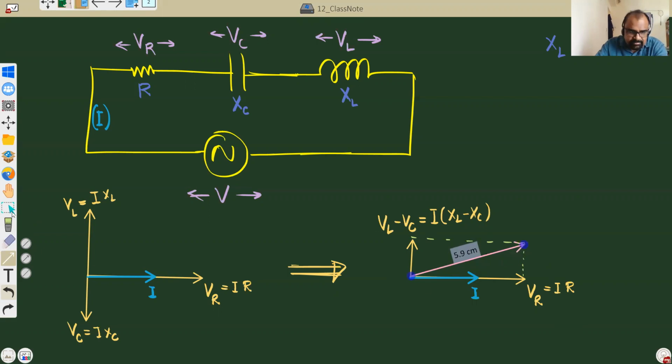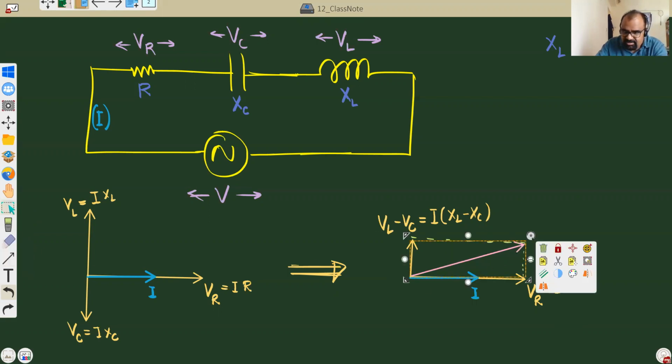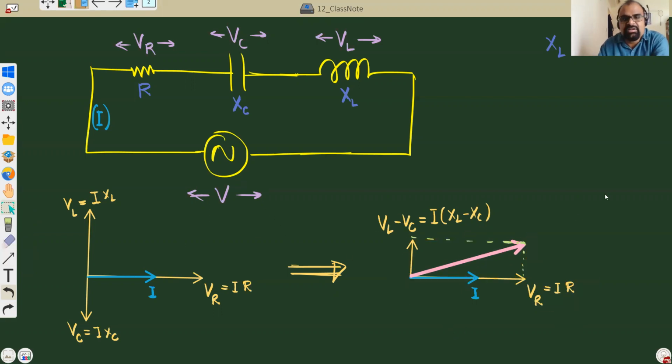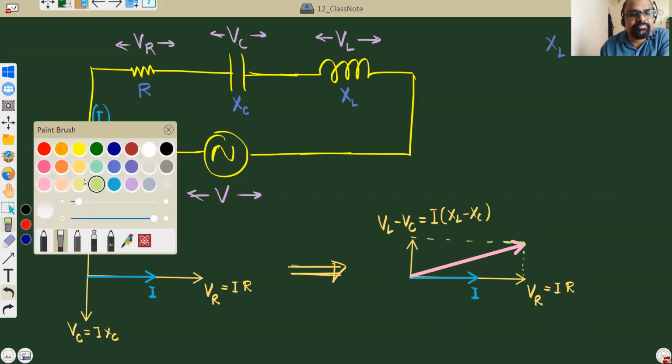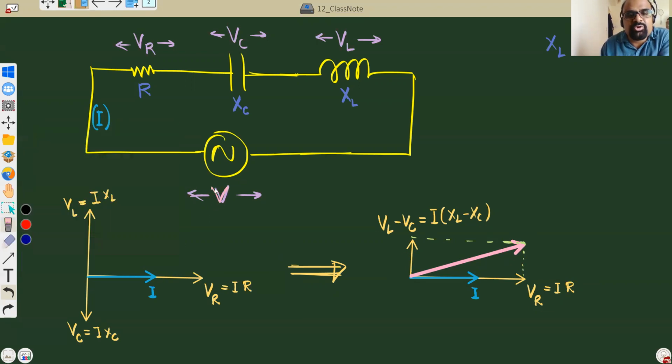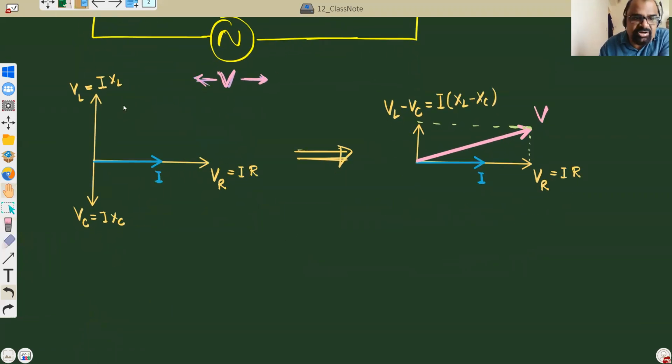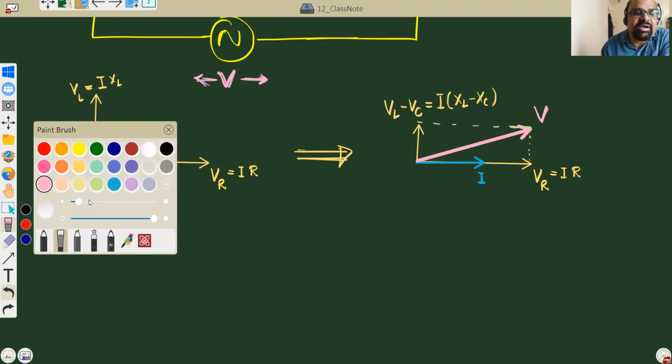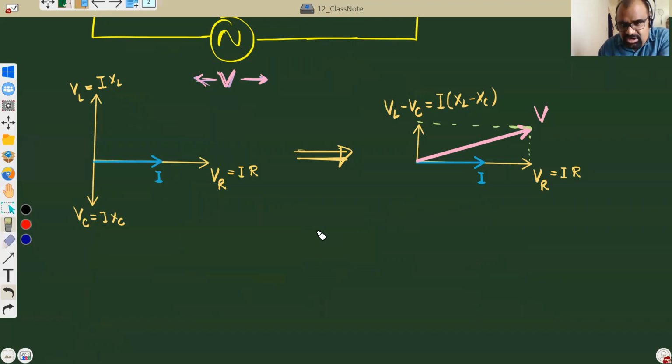Which phasor is this? This is the source voltage phasor, V phasor. Okay. Of course, it is repetition. I am not teaching anything new today till now. Nothing new has been taught to you. It's all repetition. Now from here we can say that V is equal to root over of VR square plus VL minus VC whole square.